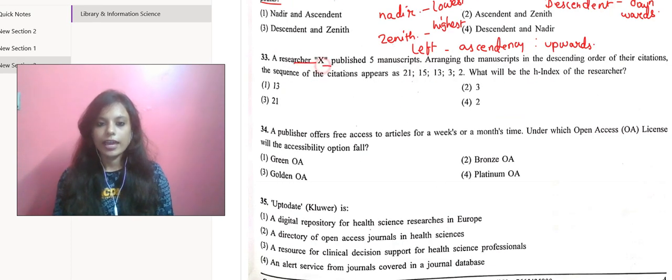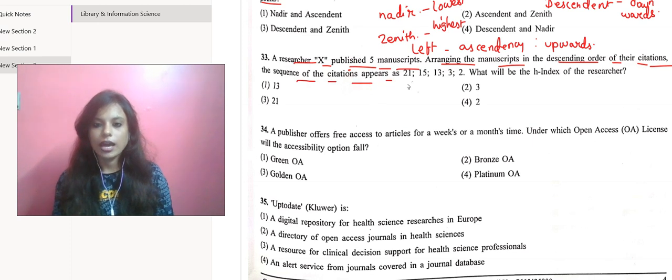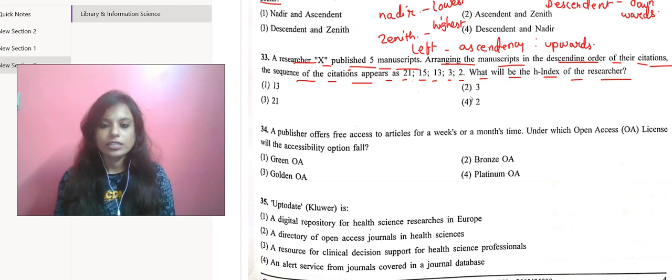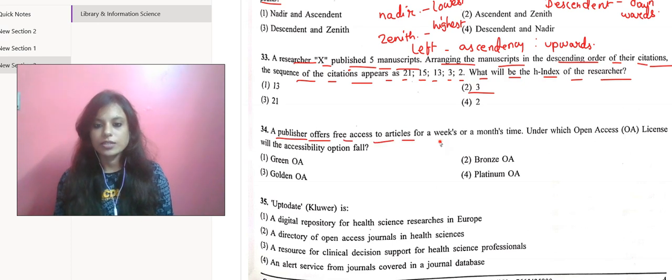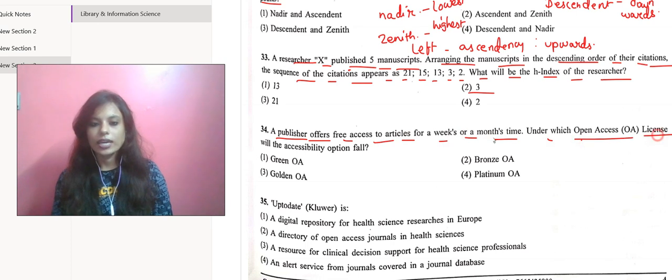A researcher X published 5 manuscripts. Arranging the manuscripts in the descending order of their citations, the sequence of the citations appears as 21, 15, 13, 3, 2. What will be the H index of the researcher? According to this, our answer would be 3. Moving over to the next question: a publisher offers free access to articles for a week's or a month's time. Under which open access or OA license will the accessibility option fall?